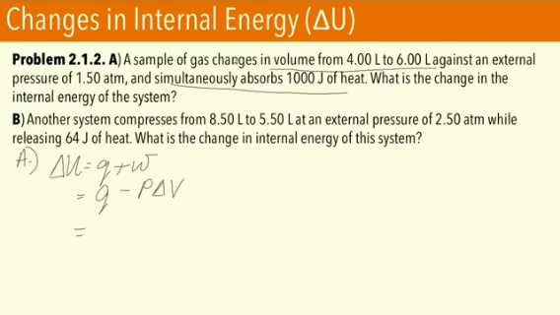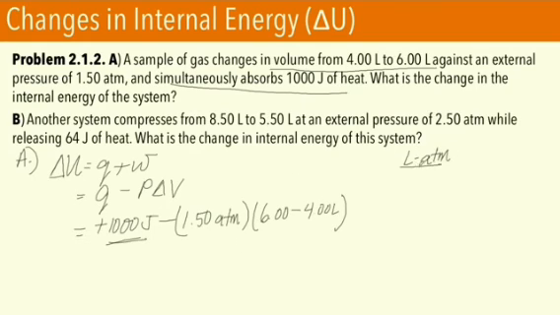For our heat, we're absorbing heat, so the sign of heat is going to be positive: positive 1000 joules going into the system. Minus the pressure volume work that's being done: 1.5 atmospheres and the corresponding volume change, 6 liters minus 4 liters. At this point we have to be cautious about the units. We're calculating a change in internal energy, so we expect this in terms of an energy unit, and the most convenient will be the joule. Our heat is already in joules, but our work is in liter atmospheres, so we need to convert liter atmospheres into joules.